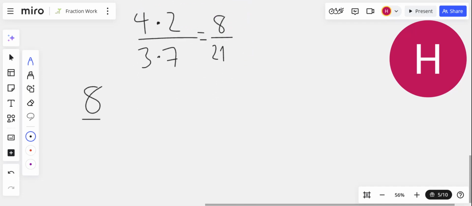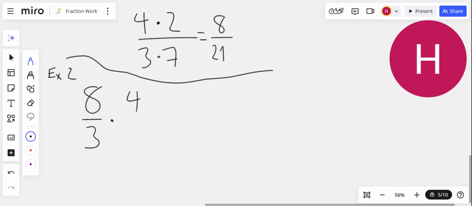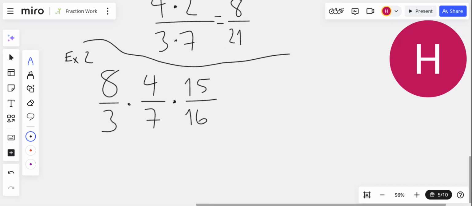Let's say we have 8/3. I'll put example 2 so that it's clear that we're not doing that example anymore. 8/3 times 4 over 7 times 15 over 16. Now, this is equivalent to 8 times 4 times 15 over 3 times 7 times 16.